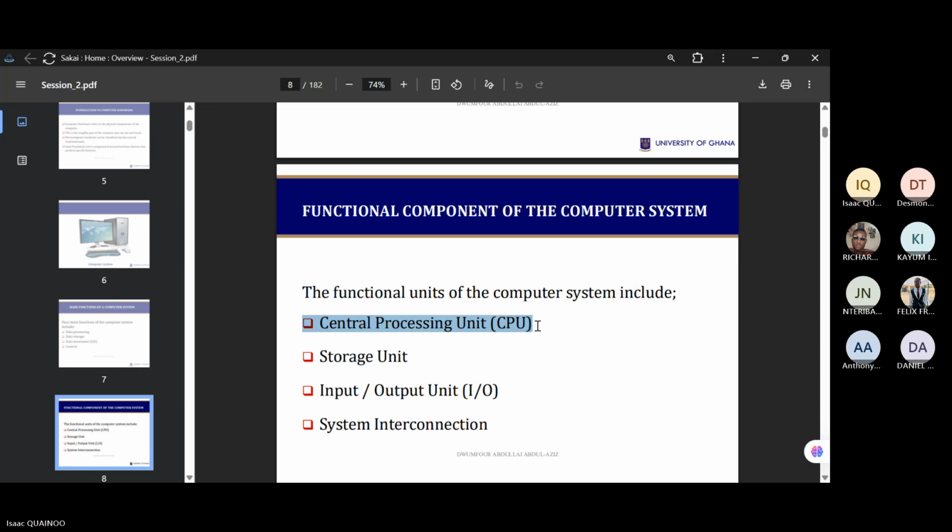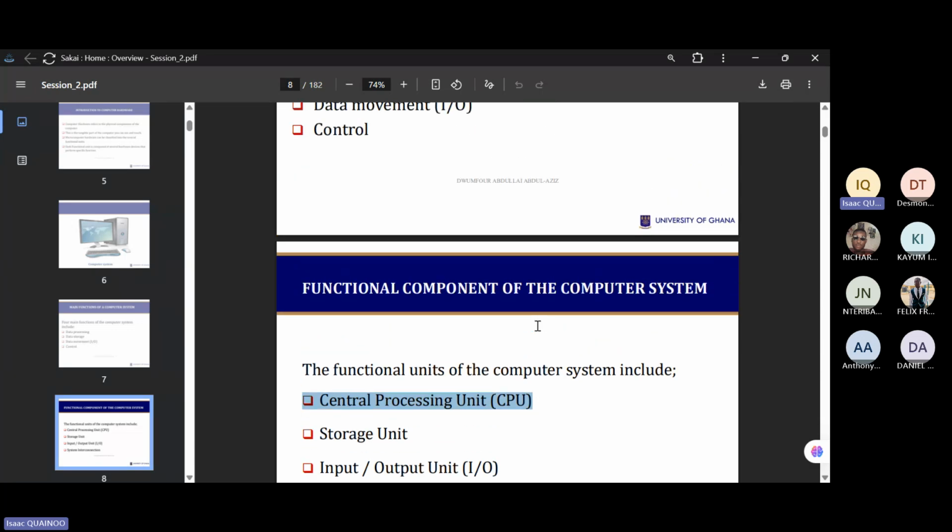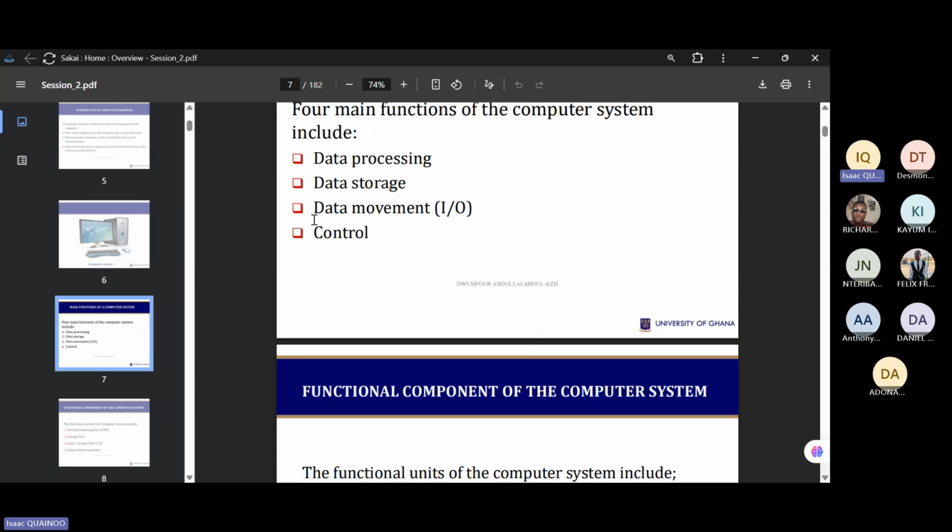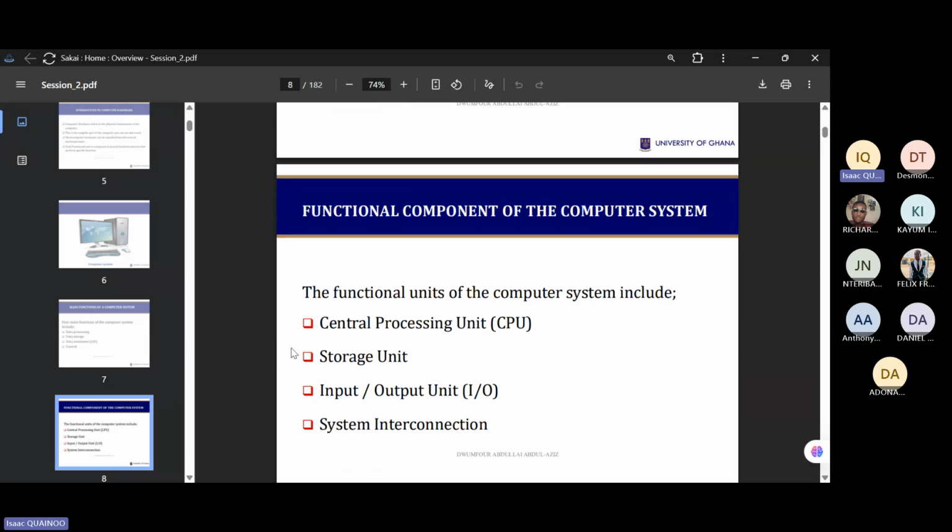And this is a question that can be asked in examination: what is a functional unit that is in charge of data processing? It is your central processing unit, or your CPU. So when you talk about data storage, we need the storage unit, and we are going to talk more about it shortly. We need our registers, our RAM, our ROM, everything coming together to play that particular function.